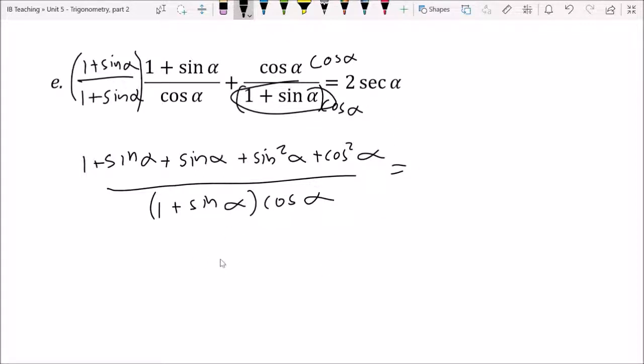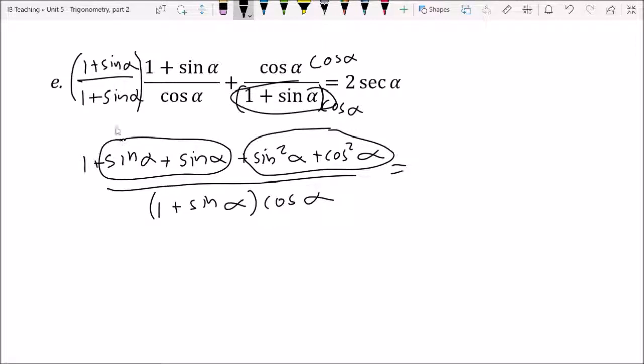All right, what do we see that we know how to work with? Right here, sine squared plus cosine squared is 1. That's easy. Sweet. Sine plus sine is 2 sine. So this is going to be a major simplifying step here. I've got this one and that one. That makes 2. So that would be 2 plus, and I have 2 sines, so that would be plus 2 sine alpha over 1 plus sine alpha times cosine alpha.